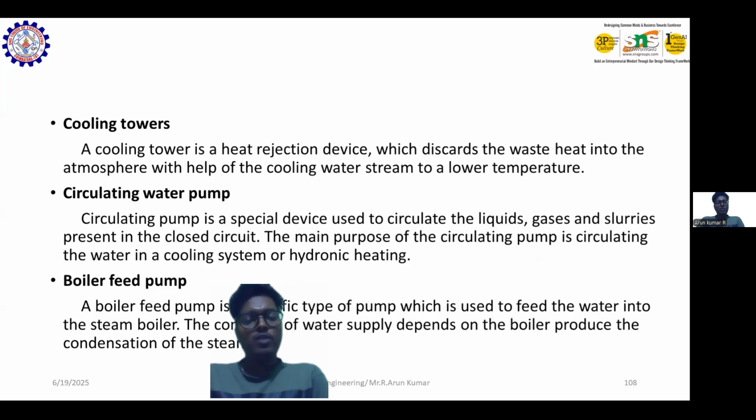So these are the individual components and how they work in a thermal power plant. Okay, yes, thank you.